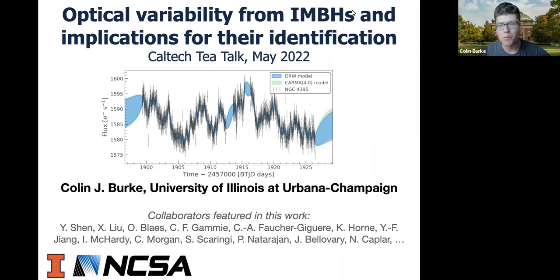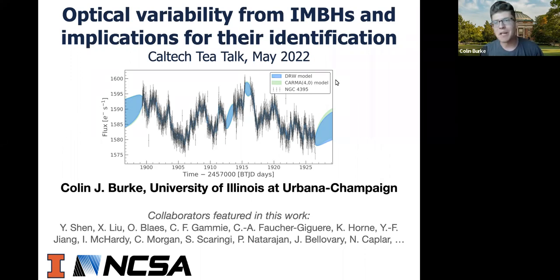So my work comes more on the AGN side, so that'll be evident, I think, during my talk. But I'll be focusing on optical variability from accreting intermediate mass black holes, and hopefully it'll become evident how that's connected with AGNs.